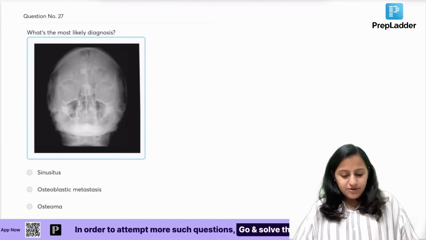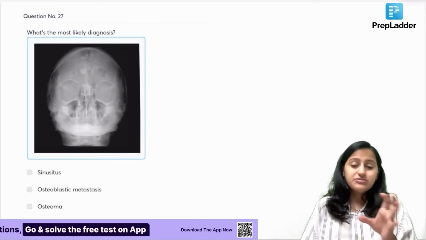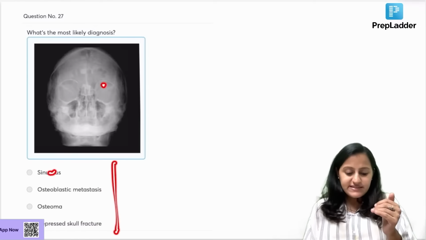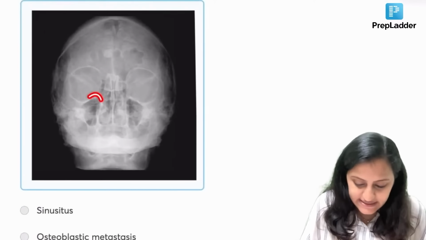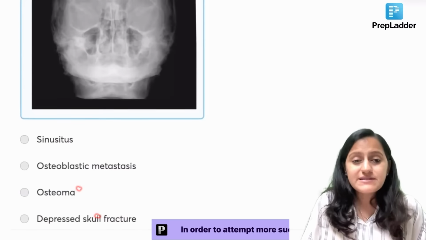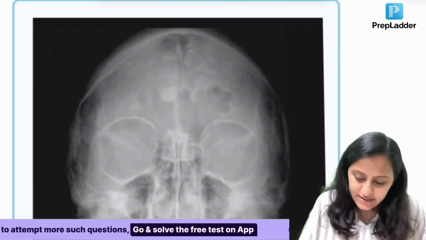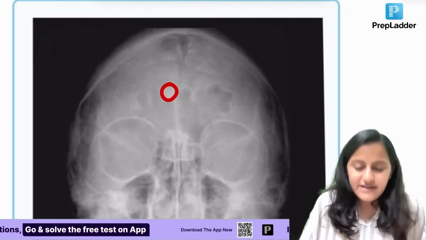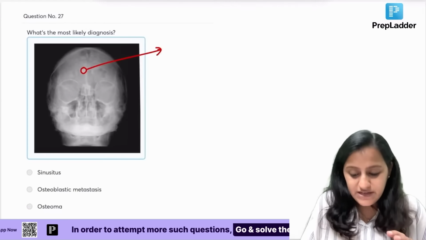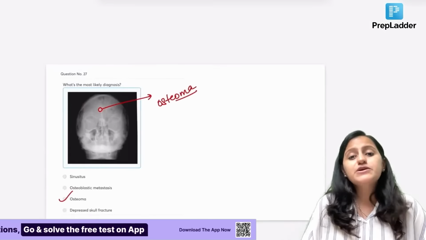Next one. What is the diagnosis here? Whenever you are not able to identify the image, you don't have to worry in the exam. You have 4 options. You just have to see: is it sinusitis, how do the sinuses look, is it osteoblastic metastasis, osteoma, or depressed skull fracture. If you see, there is some white area here in the right frontal sinus. That white is like the ivory bone, that is osteoma. So this is going to be osteoma.